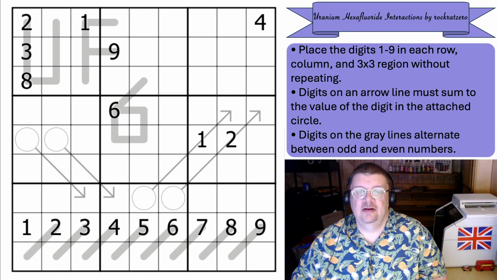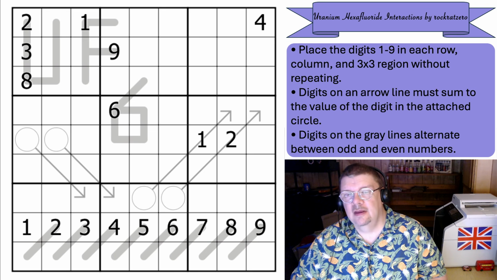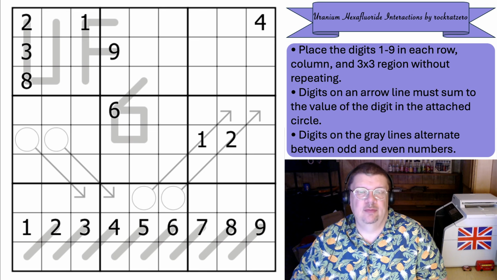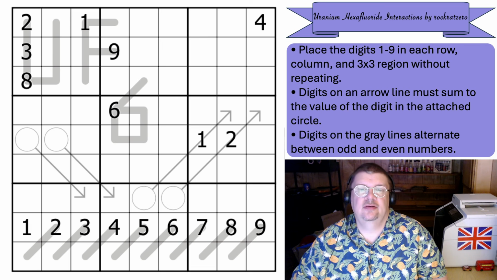The project is going to be a book which contains at least 118 puzzles, one for each of the currently known elements in the periodic table. rockratzero is, I believe, a chemistry professor in another life, and so as well as the puzzles, there will also be some information about the elements as well. So yeah, there will also be a link, as I said, to the Kickstarter.